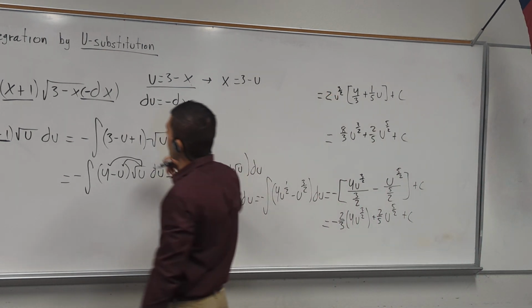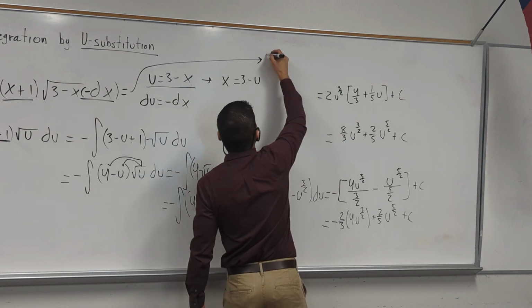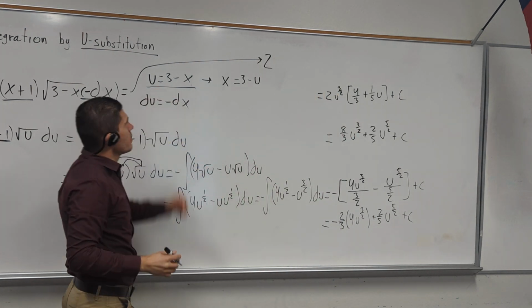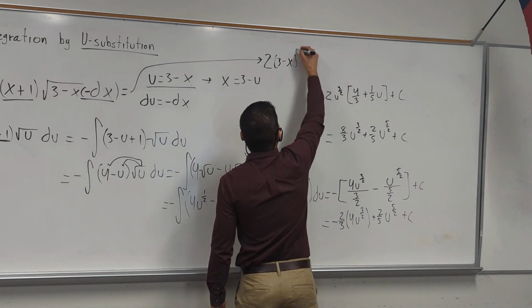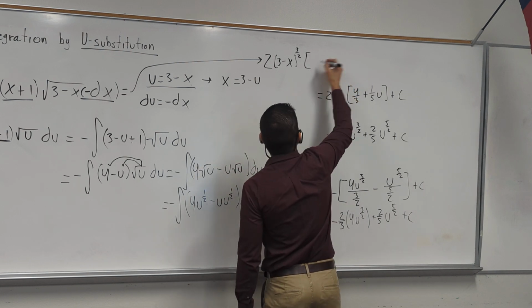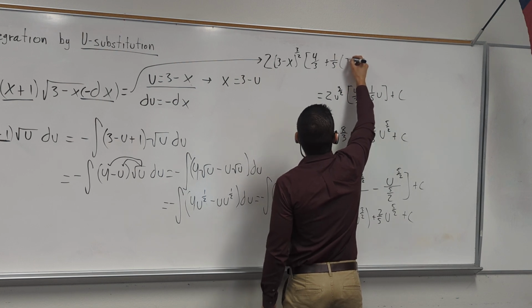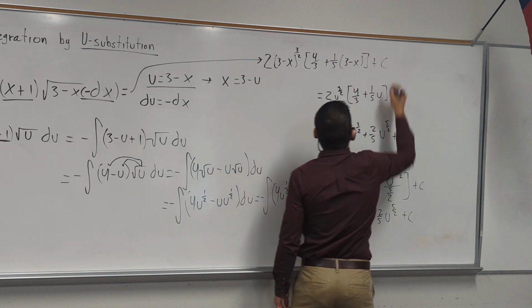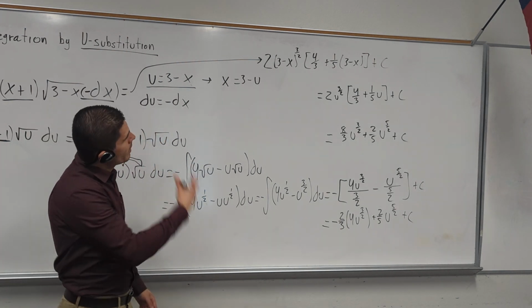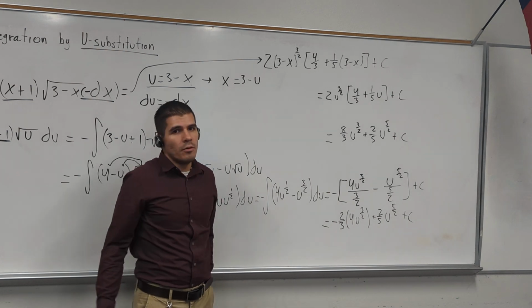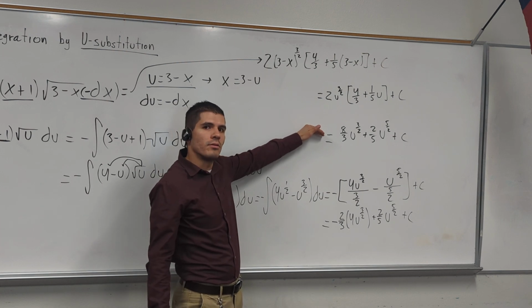All I have to do now is go back and answer the original question, so let me go back and just replace u with what it originally was. U was 3 minus x, so I can say 2 times (3 minus x) to the power of 3 halves times (4 thirds plus 1/5 times (3 minus x)) plus c. Again, depending on your teacher or your assessment, you might be able to do a little bit more algebra there, but overall, I think I would be satisfied. If I'm being completely honest, I would have been satisfied here, with you substituting back here.